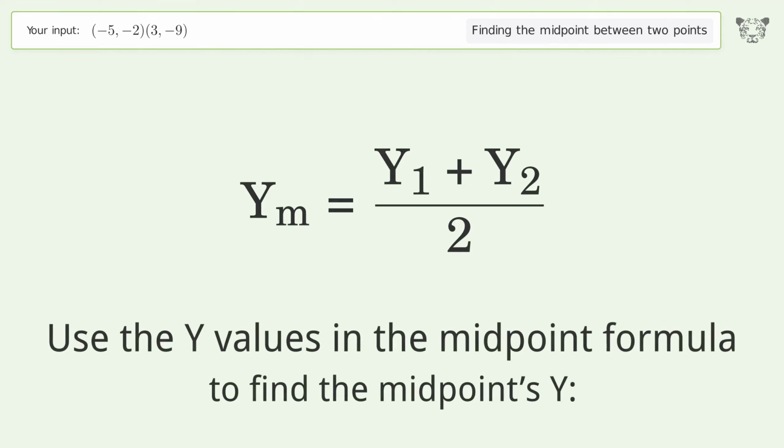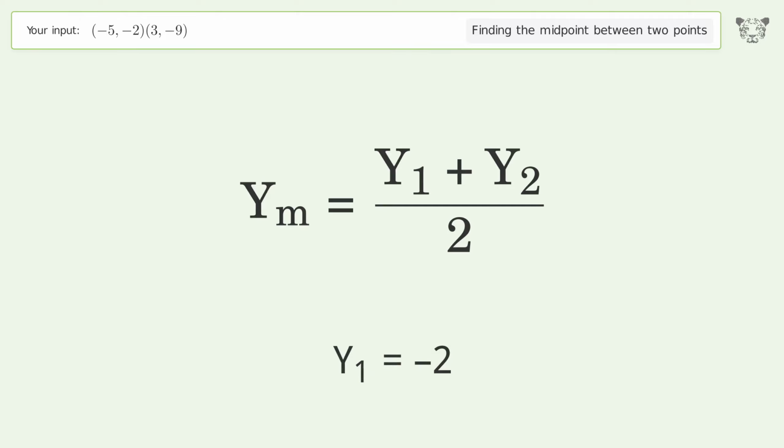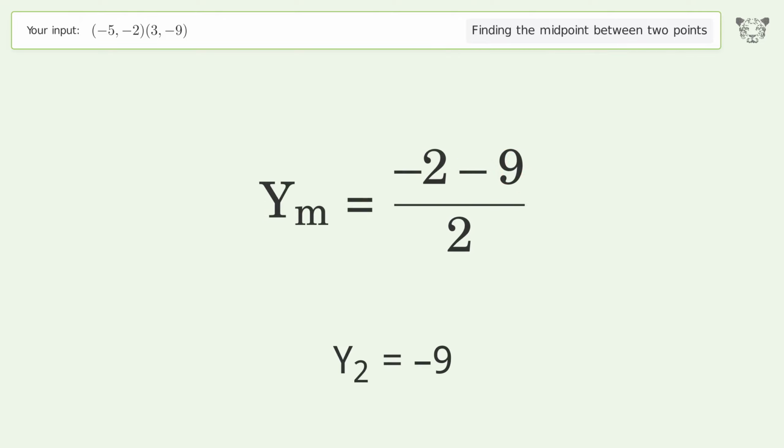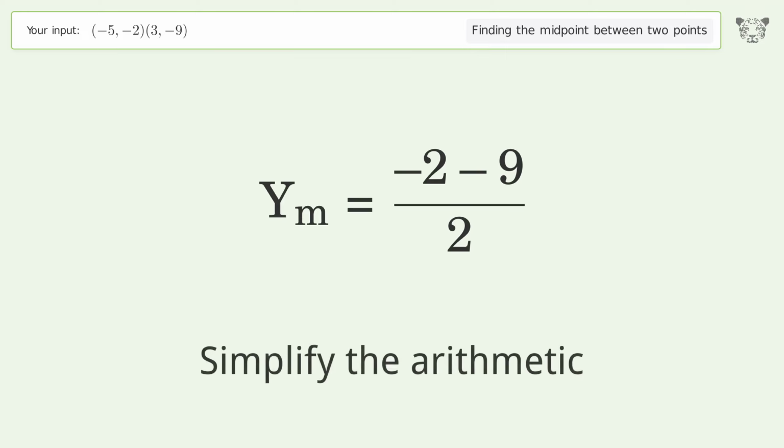Use the y values in the midpoint formula to find the midpoint's y. y1 equals -2. y2 equals -9. Simplify the arithmetic.